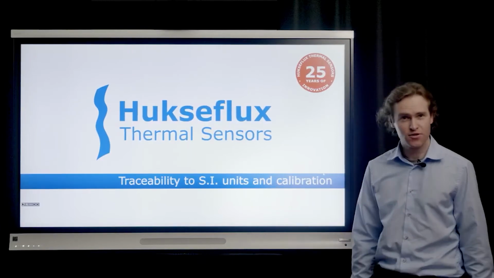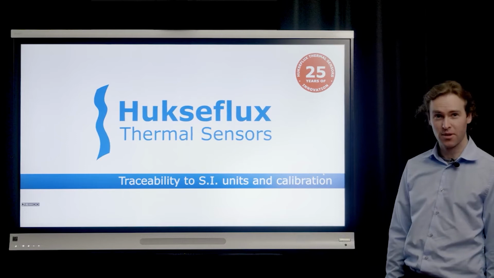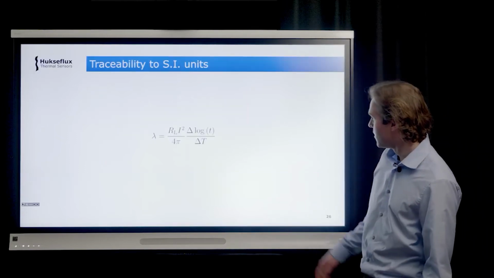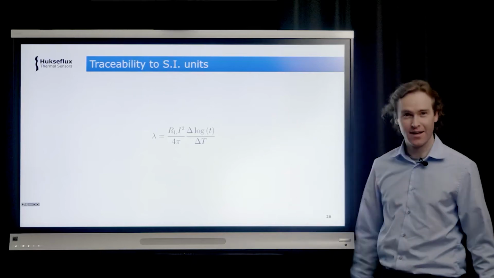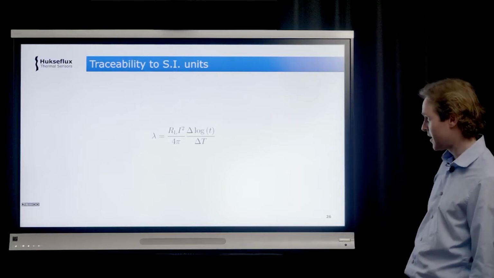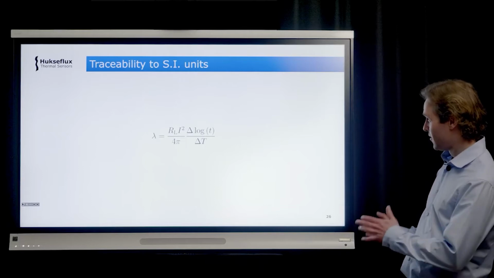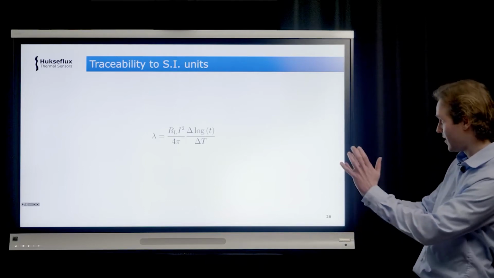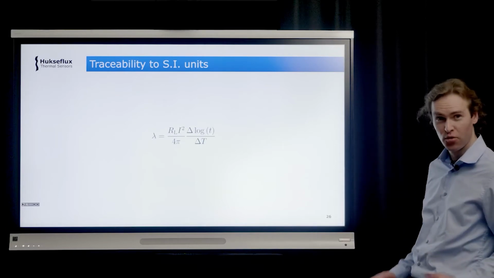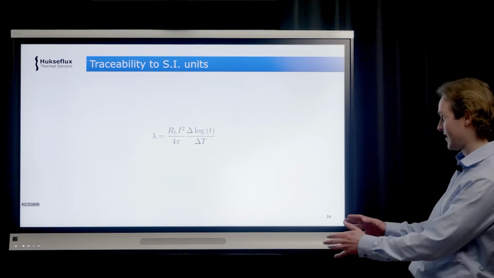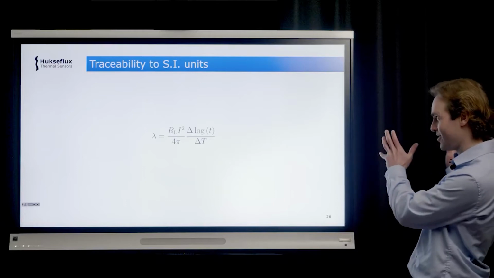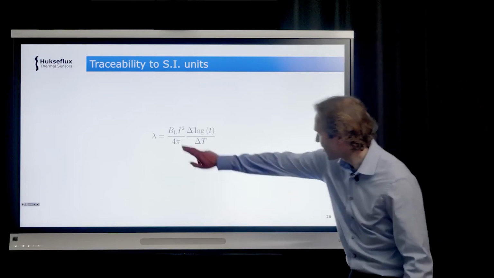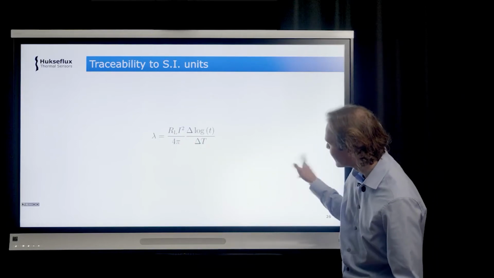Okay, so then let's talk about the traceability of the measurement to SI units. Remember, this is the measurement equation, and so to make sure that the thermal conductivity that we measured, the quantity on the left of this equation, is traceable to SI units, we need to make sure that all the units of quantities on the right are traceable to SI units. So let's start with the heater resistance.